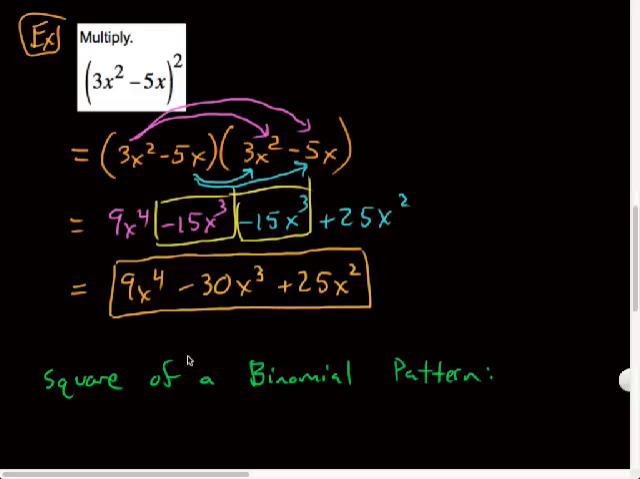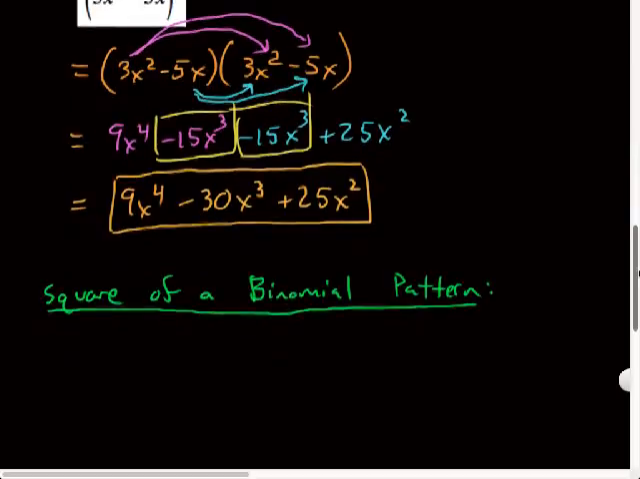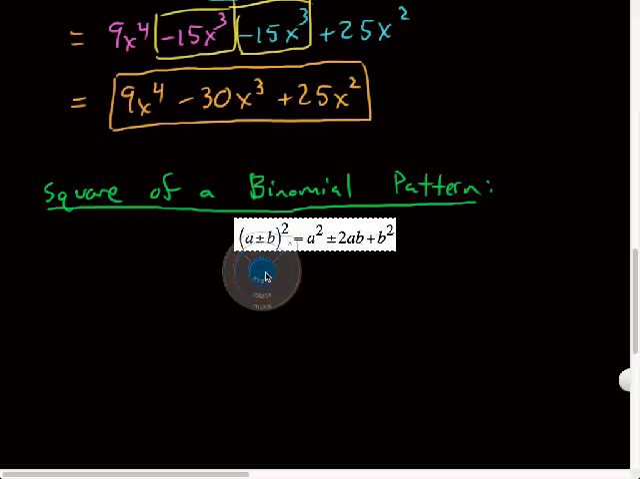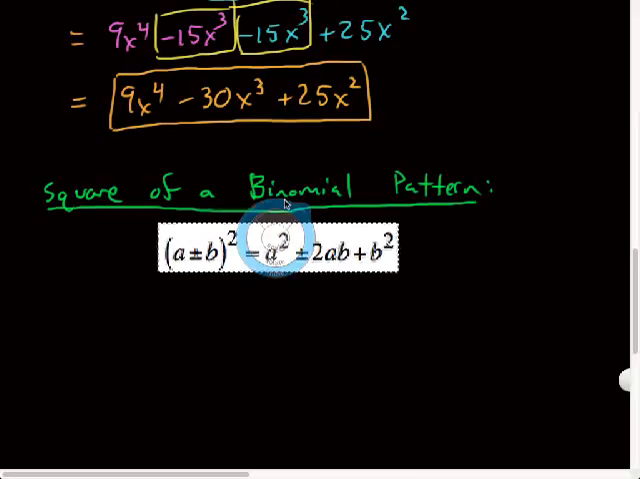All right, and mathematicians who are efficiently lazy people like to find shortcuts whenever possible, so they don't have to do a whole bunch of work all the time. Seriously, right? So the square of a binomial pattern looks like this. Let's just look at the plus version of this first. So a plus b all squared is equal to a squared plus 2ab plus b squared.